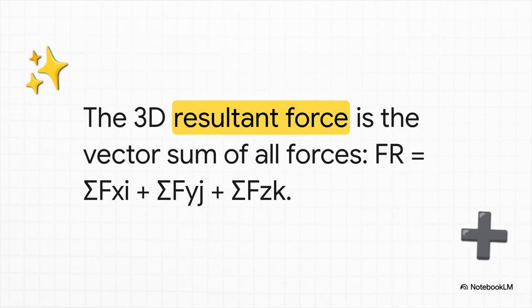And guess what? The logic is exactly the same as it was in 2D. You just add up all the i components, all the j components, and now all the k components. You get your total for x, your total for y, and your total for z. And just like that, you can find the one single resultant force for any number of forces in full 3D space, no matter how crazy the system looks.